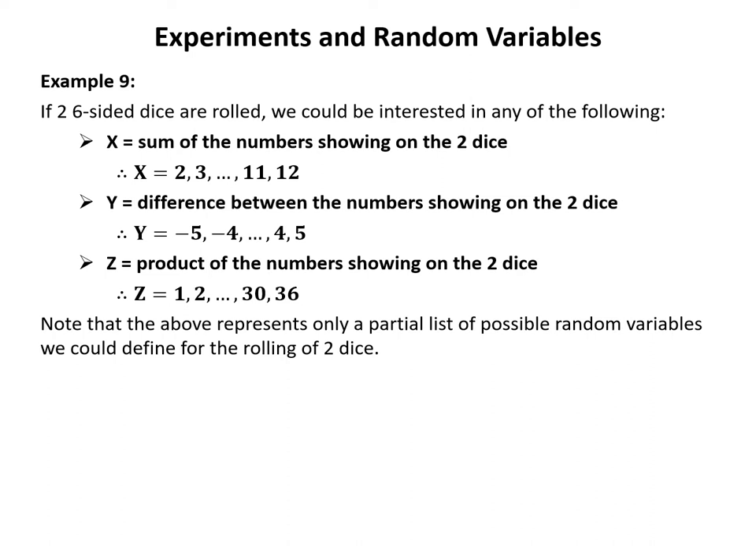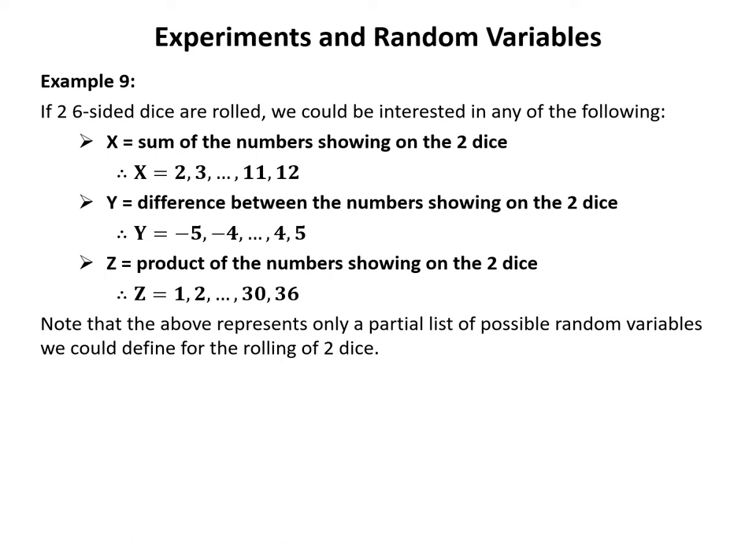Now, if we define a third random variable here, z equals the product of the numbers showing on the two dice, this one works a little bit differently. The minimum value is 1, which results from 1 times 1, and the maximum value is 36, which is 6 times 6. And then not all integer values in between are possible. The next largest after 1 would be 2, which is either from 1 times 2 or 2 times 1. And then the second largest is 30, which is from 5 times 6 or 6 times 5. But you can see that there are numbers missing between 30 and 36 that are not possible. So z would not take on all the integer values between 1 and 36 inclusive.